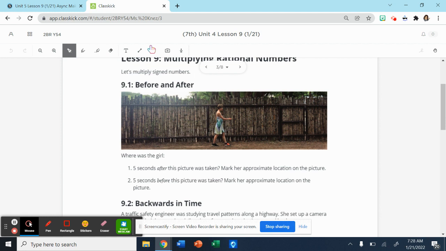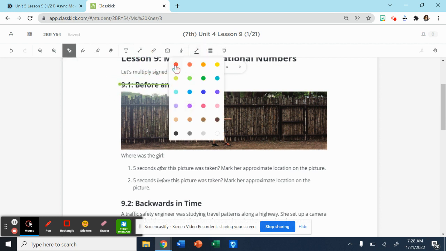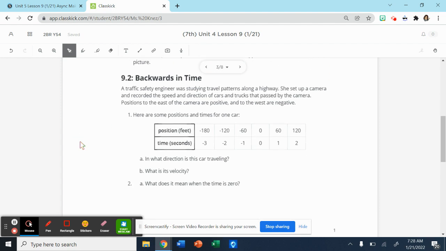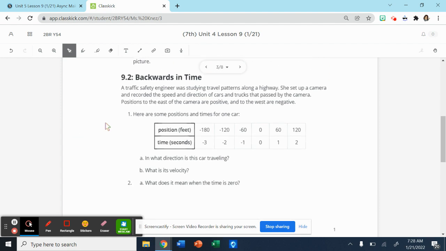I'm going to have you skip 9.1, and we're just going to focus here on 9.2, because that's the most important part of today's class to review. 9.2, backwards in time. A traffic safety engineer was studying travel patterns along a highway. She set up a camera and recorded the speed and direction of cars and trucks that passed by the camera. Positions to the east of the camera are positive, and to the west of the camera are negative. Go ahead and pause this video and underline key information in this question.